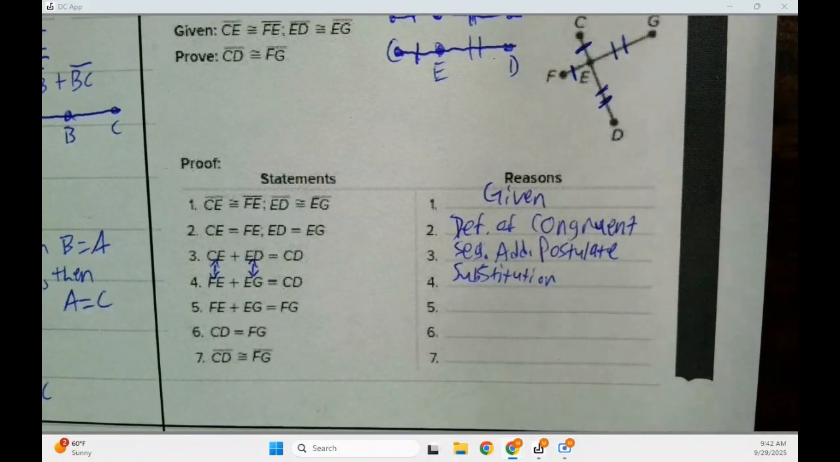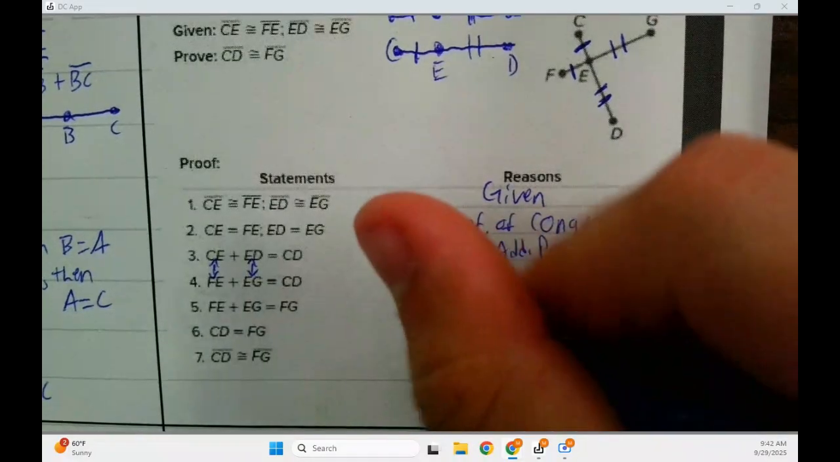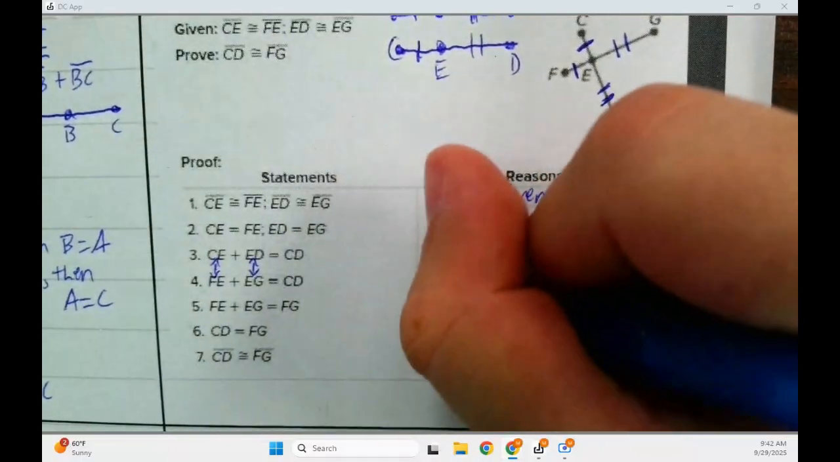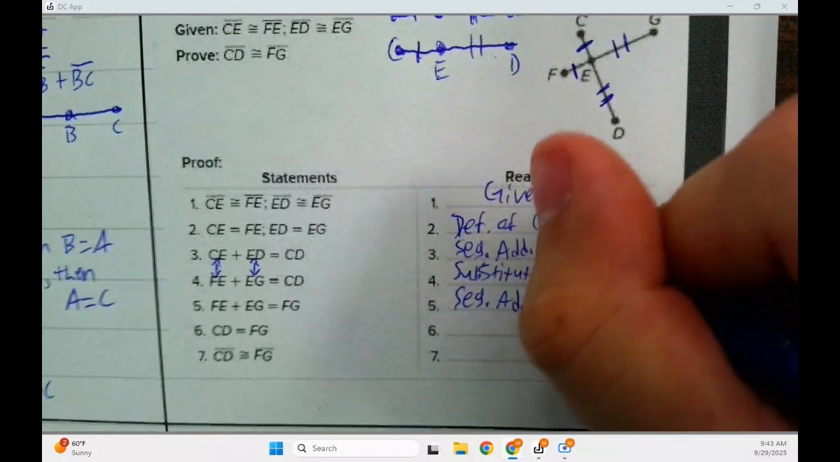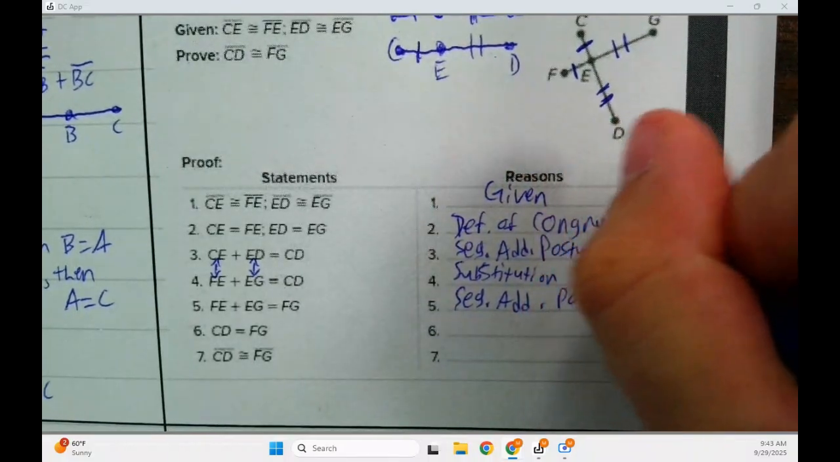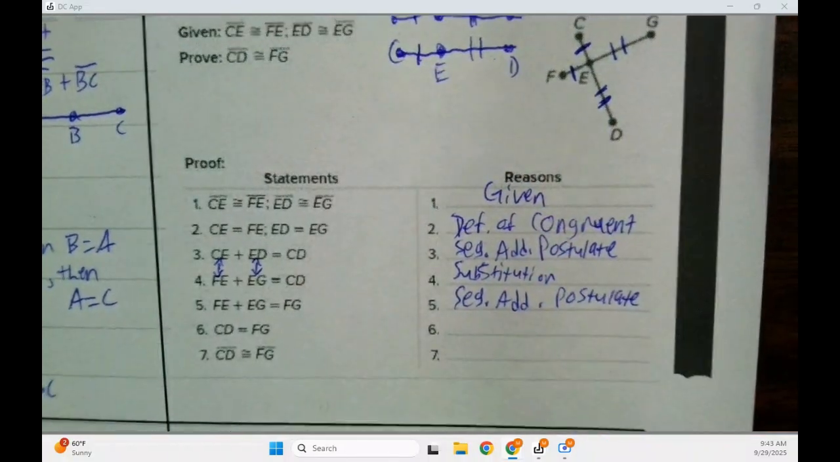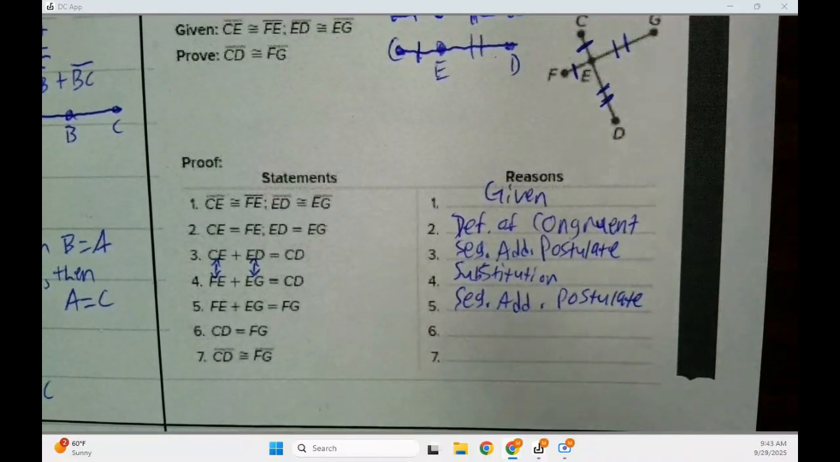Number 5, what's going on there? FE plus EG is FG. What's going on? Segment addition postulate, yeah. It's the same reason as what we had for number 3. Before I move to number 6, what questions do you guys have about how I'm lining this logic up?